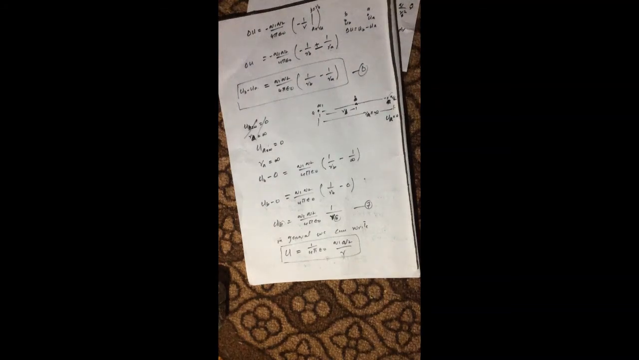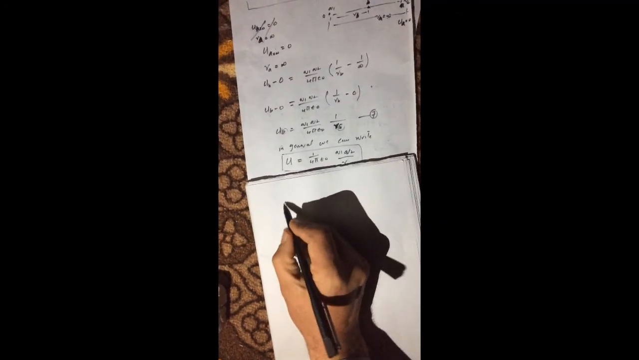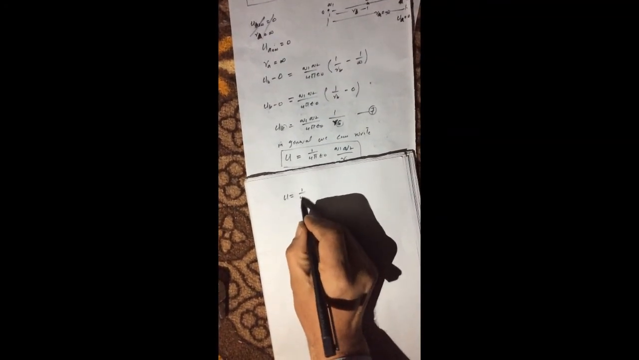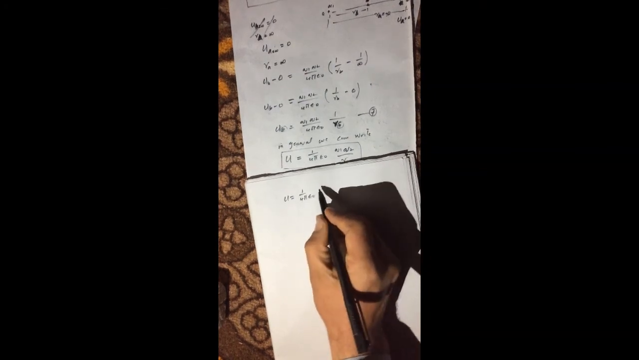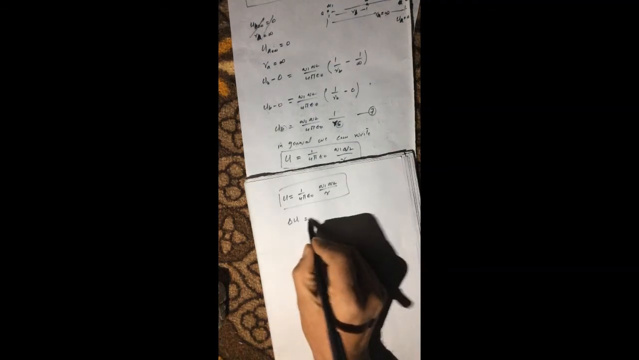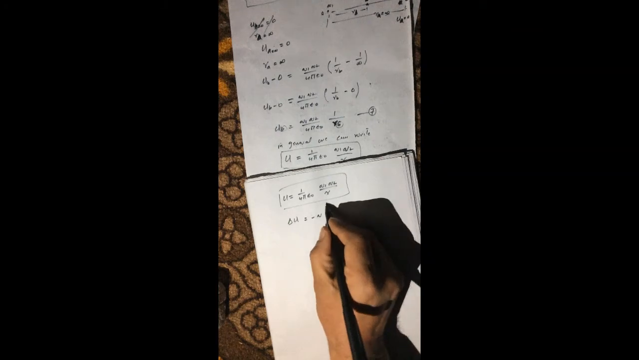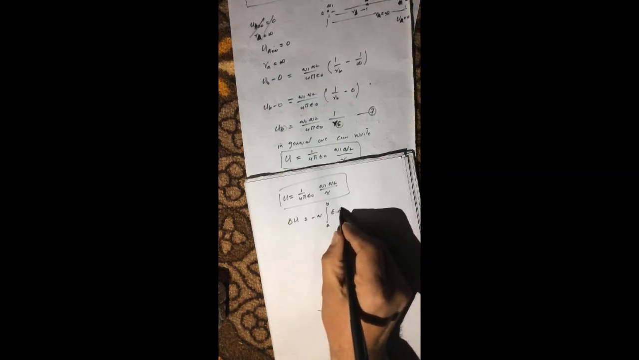So how many equations do we have for the electric potential energy? One equation is U, which is 1 over 4 pi epsilon naught Q1 Q2 over R. And the other one is for the change in potential energy, delta U, which is equal to minus Q times the integral from A to B of E dot dr. This is another relation.